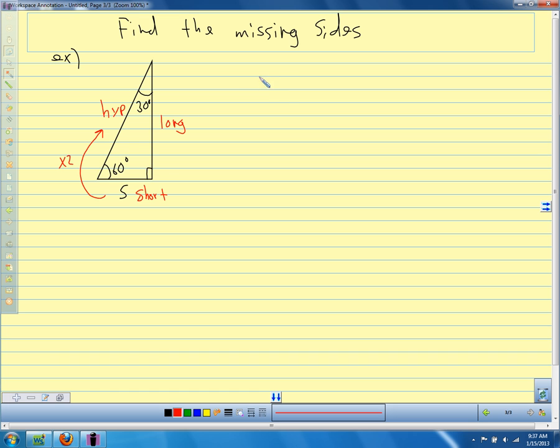Multiply by 2. So the hypotenuse is 5 times 2, or 10 units. To go from the short to the long, what do we do? Multiply by the square root of 3. So the long is 5 times the square root of 3 units. And we're done. So this would be our answer in simple radical form.